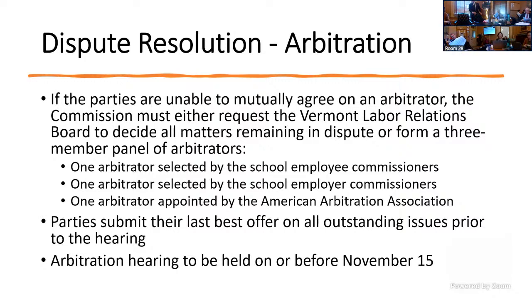And then the parties submit their last best offer on all outstanding issues prior to the hearing. So last best offer is, again, each side's evaluating where they're at, what's really important to them, what they can give a little bit on, and then they come up with a single package of the issues that are remaining in dispute. And that's their last best offer. And the arbitrator, so whether it's a single arbitrator, the Vermont Labor Relations Board, or the 3-member panel of arbitrators, they then will determine which of the last best offers they're willing to accept. And they'll do a hearing. So again, the hearing has to be held on or before November 15th.